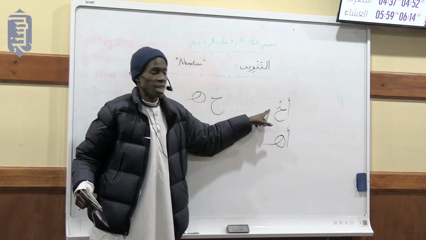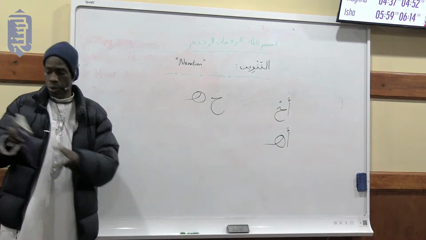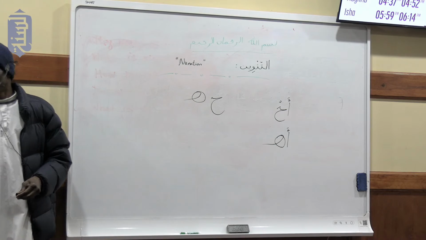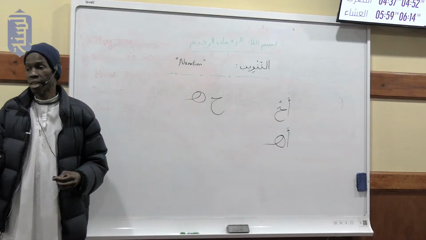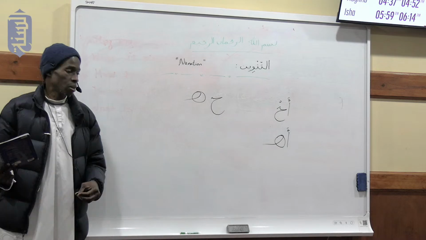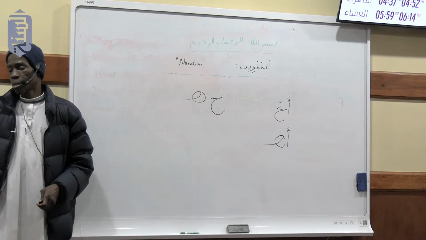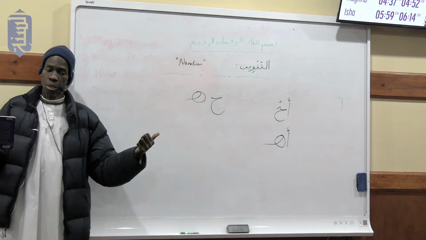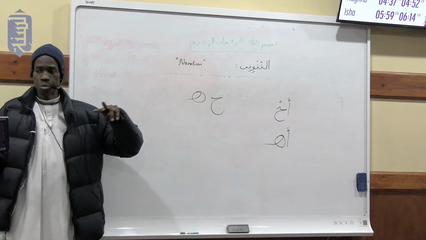So this one is as follows. Ha fathatan han, deep in the throat. Ha kasratan hin. Ha dhammatan hun. Han hin hun. Do you see how that is different from han hin hun of the other one? They're close, but their makhraj are separate. So you should give each one its rights.